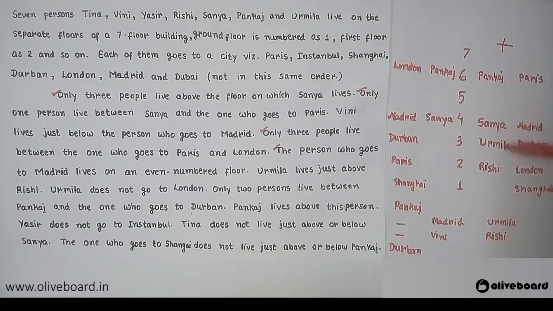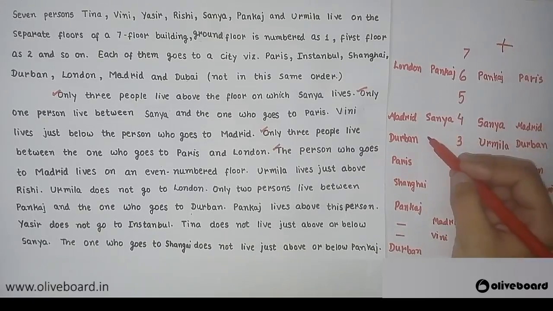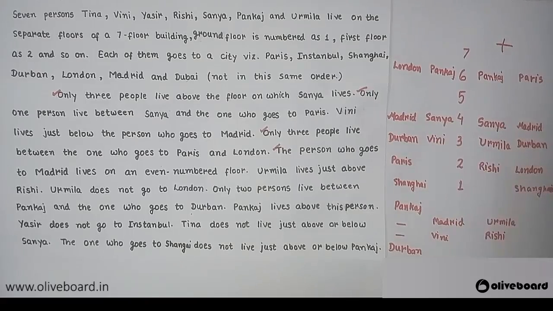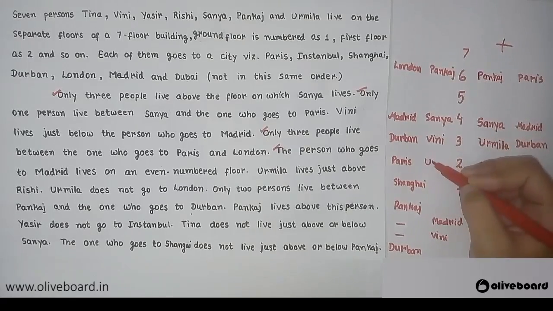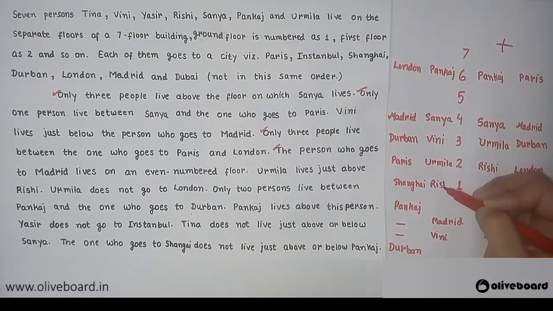So actually we can see that this was the wrong condition which we had taken into consideration, and now I am eliminating it and I will just work on this condition. As I already have here that the person who goes to Madrid lives just above Winnie, I am placing my Winnie here. Now the next statement says that Urmila lives just above Rishi. So you can see that there are only two places for Urmila and Rishi, because they cannot sit here, since there is one floor in between them and they are actually sitting beside each other. So Urmila will sit here and Rishi will sit here.